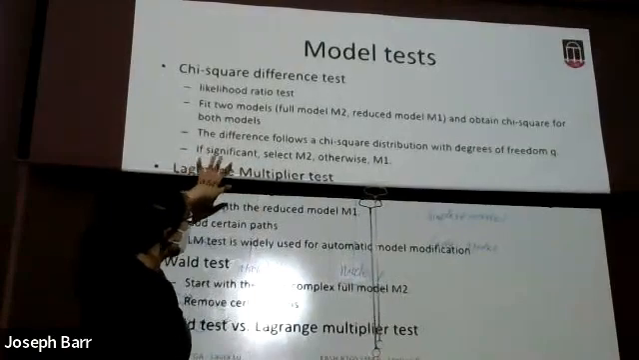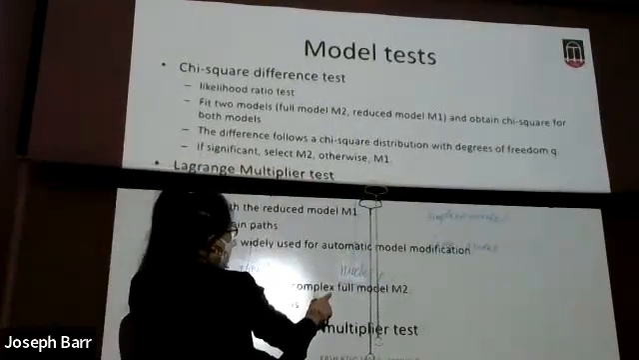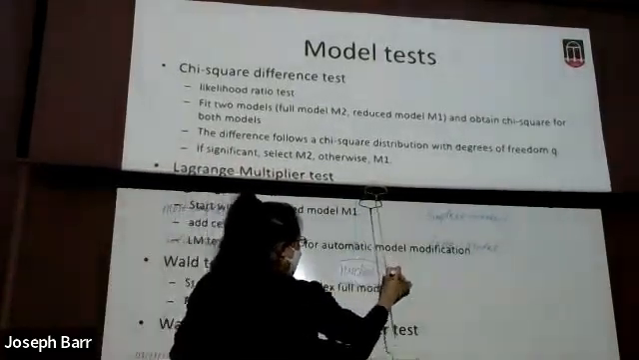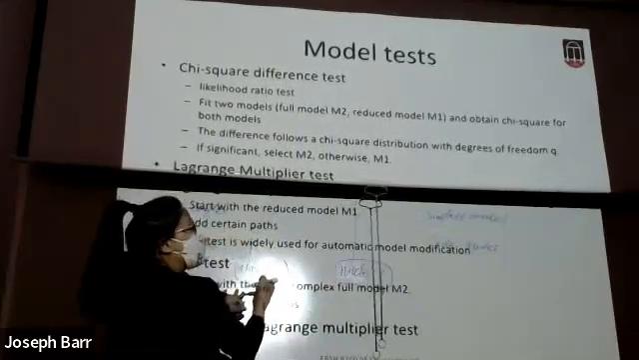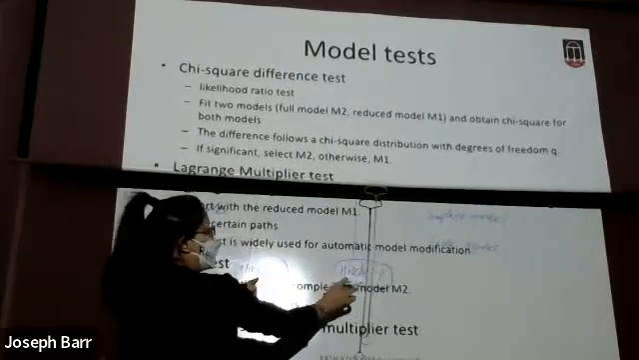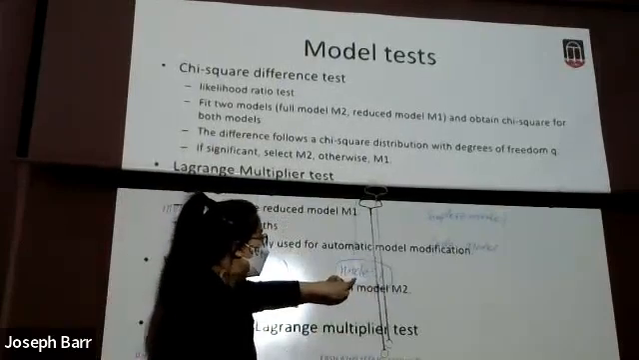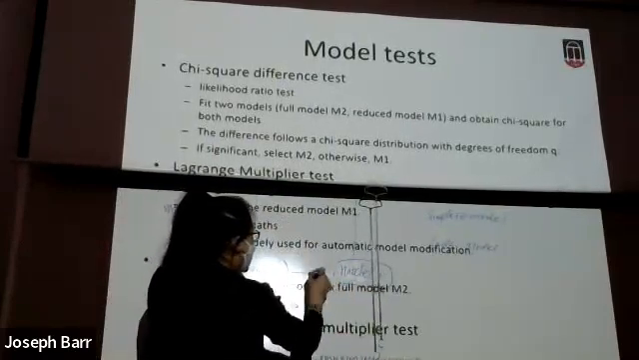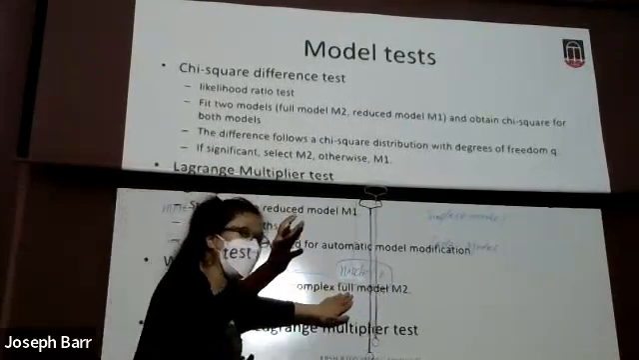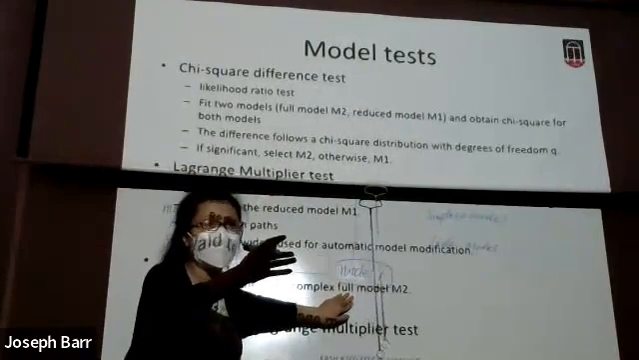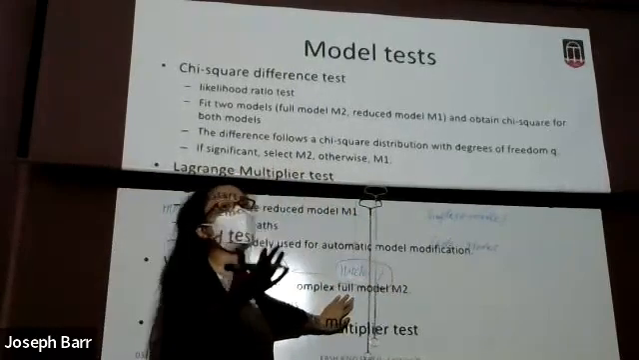So what does that mean? If significant, choose M2. Significant means that model 1, the reduced model, is significantly worse than model 2. Model 2 is the full model, the more complex model. Model 1 is the reduced model; after we put some constraint, we have a new model here. This model is significantly worse than the full model. A reduced model is always worse than a full model, but is it significantly worse or not?